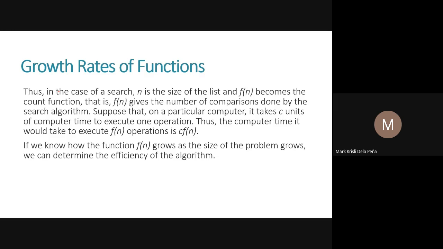Suppose that on a particular computer, it takes c units of computer time to execute one operation. Thus, the computer time it would take to execute f of n operations is c times f of n. So c is a constant value. If we know how the function of n grows as the size of the problem grows, then we can determine the efficiency of the algorithm.